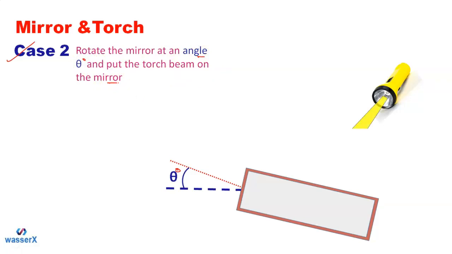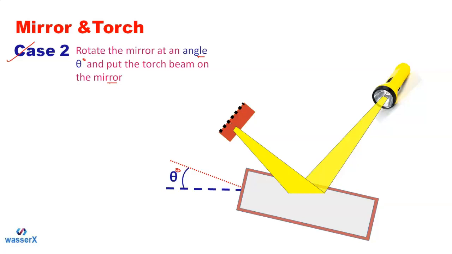Let me show you something. When I put the torch beam here on the plane mirror, as you can see, there is some change in the brightness level. Along with the change in the brightness level, you can see some shift in the position after reflection. So that's the point here.